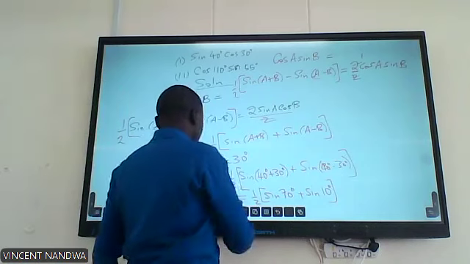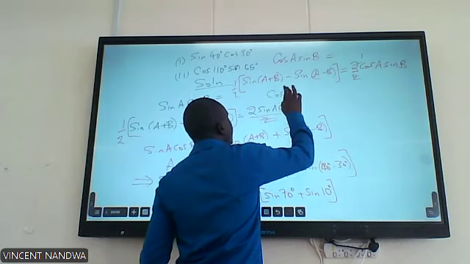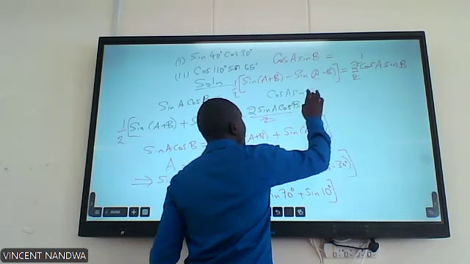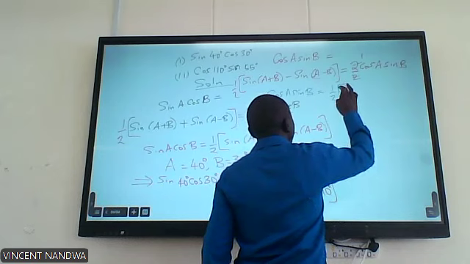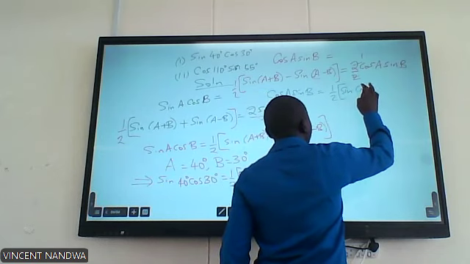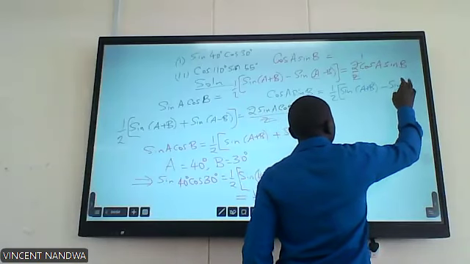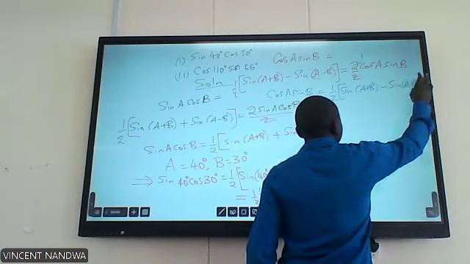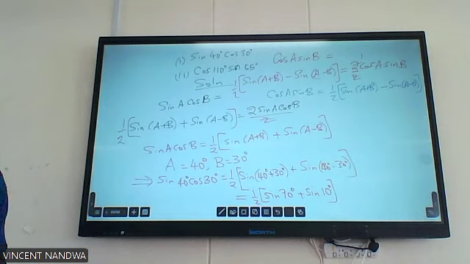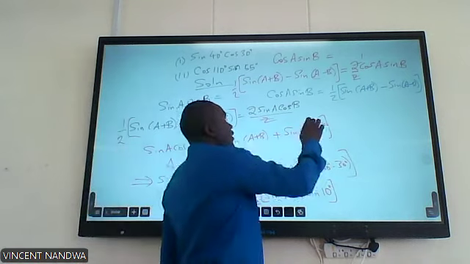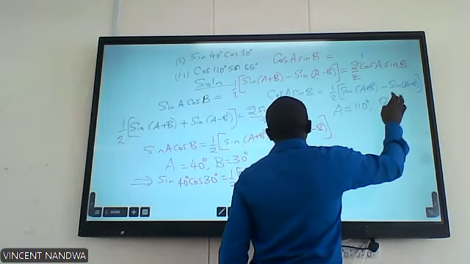So therefore, what we need is cosine of A sine of B is given by a half into sine A plus B minus sine of A minus B. What is our A difference? A is 110, B is 55.